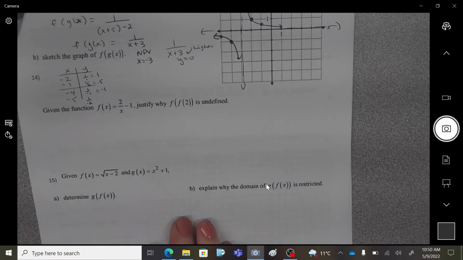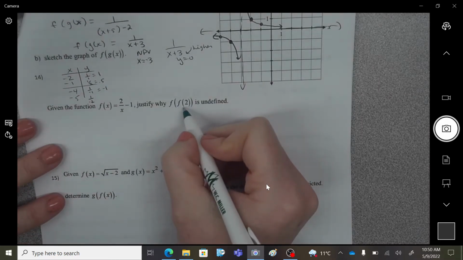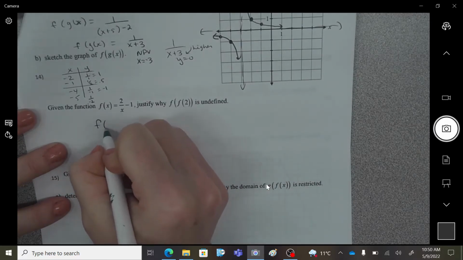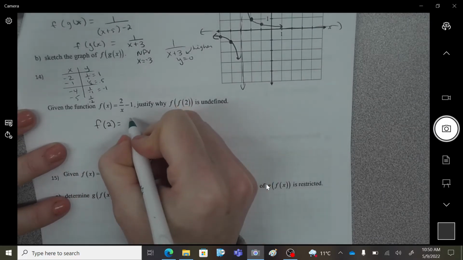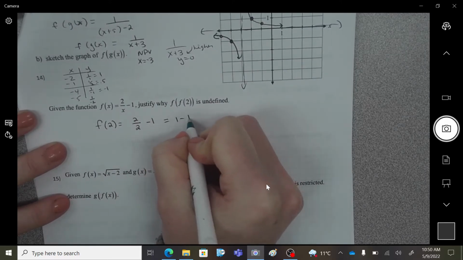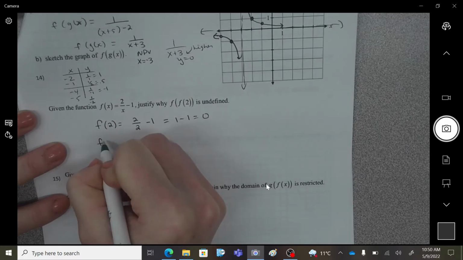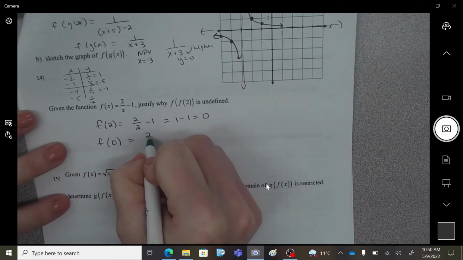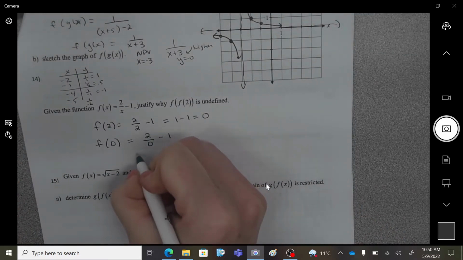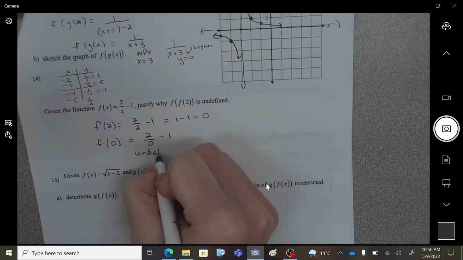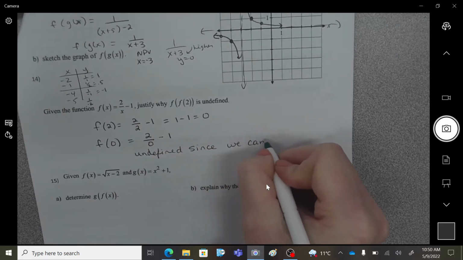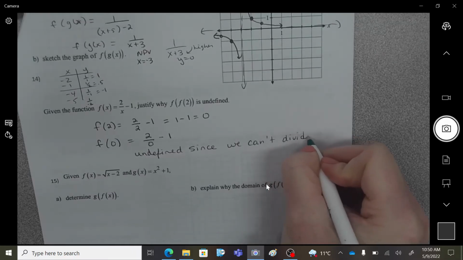Given this function, justify why f of f of 2 is undefined. So f of 2 equals 2 over 2 minus 1. 1 minus 1 equals 0. And f of 0 makes 2 over 0 minus 1. Undefined, since we can't divide by 0.